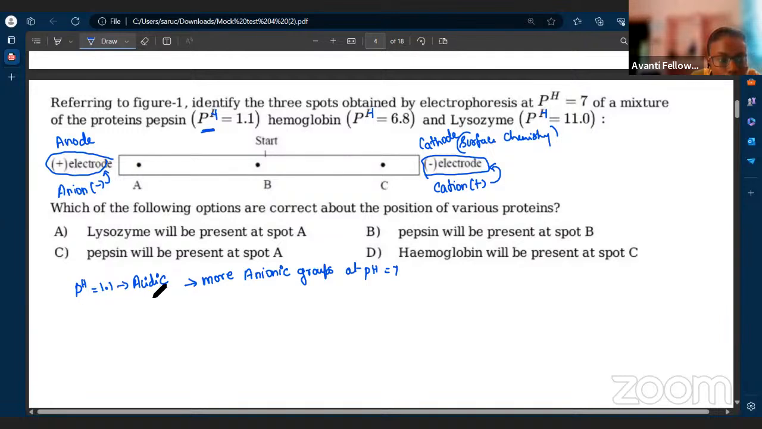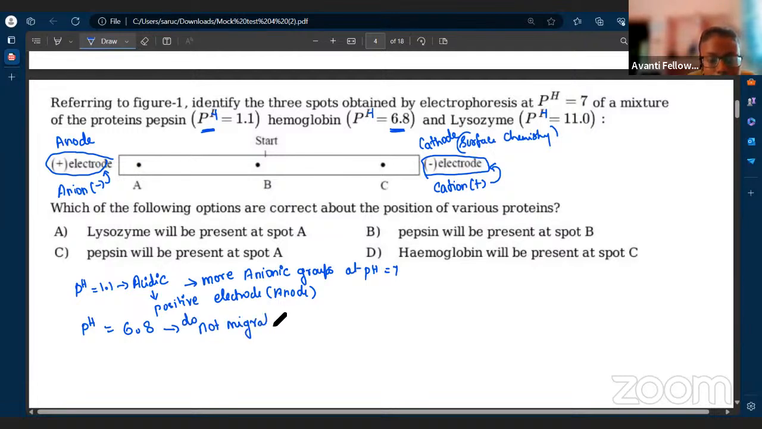So if the pH is in the acidic range, it will move towards the positive electrode, that is your anode. Now moving to the second pH. What is the second pH value? It is 6.8. Here it is close to zero net charge, so it will not migrate at all, because it is near pH equal to 7.